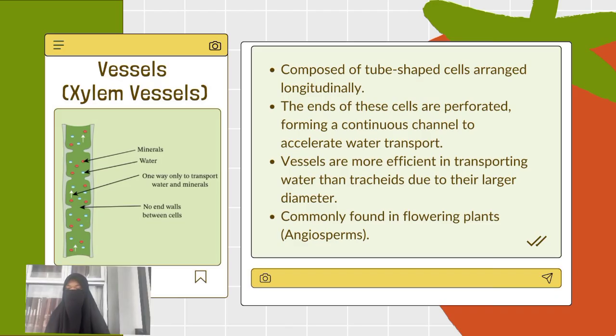Okay, next is vessels, or xylem vessels, composed of tube-shaped cells arranged longitudinally, and the ends of the cells are perforated, forming continuous channels to accelerate water transport. Vessels are more efficient in transporting water than tracheids due to their larger diameter, commonly found in flowering plants, angiosperms.